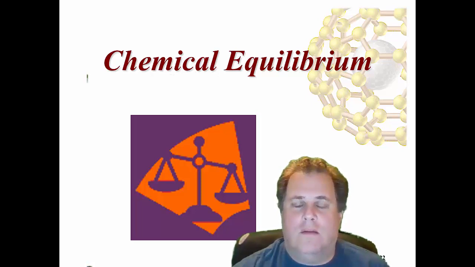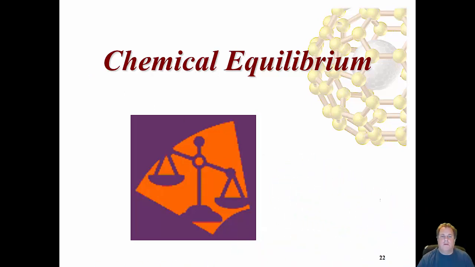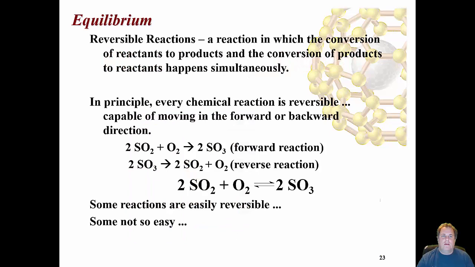We are moving on to our next section of Chapter 18, which is called Chemical Equilibrium. To understand chemical equilibrium, we first have to look at a reversible reaction. A reversible reaction is a reaction in which the conversion of reactants to products and the conversion of products to reactants happens simultaneously.